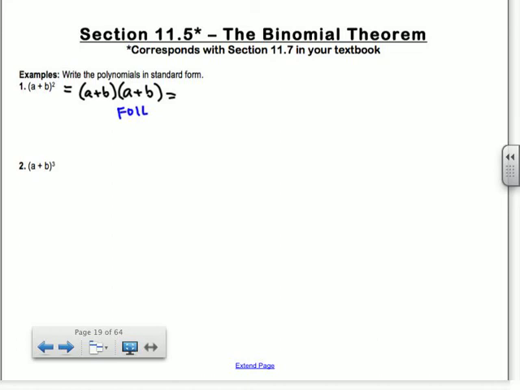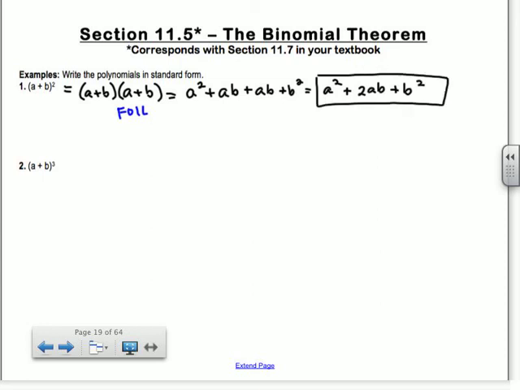So my first terms make a squared, my outer terms make ab, my inner terms are also ab, and my last term is b squared. So you get a squared plus 2ab plus b squared. So it wasn't just a squared plus b squared because we had a middle term. All right, now the next one is a plus b cubed.